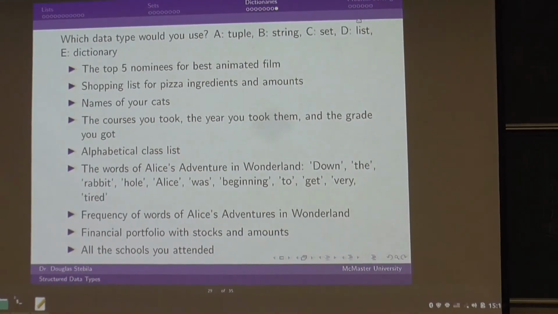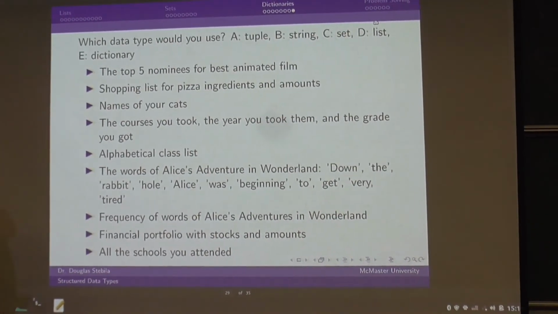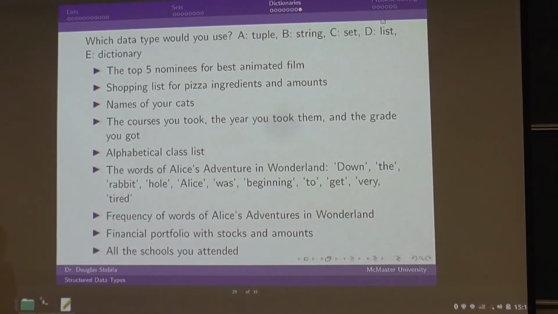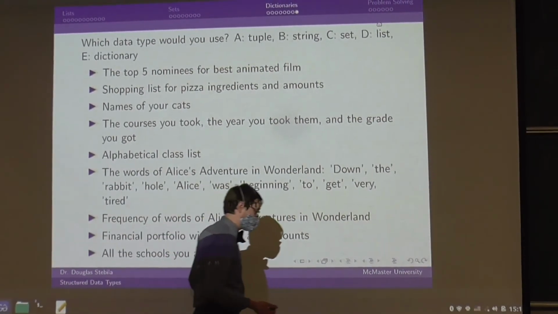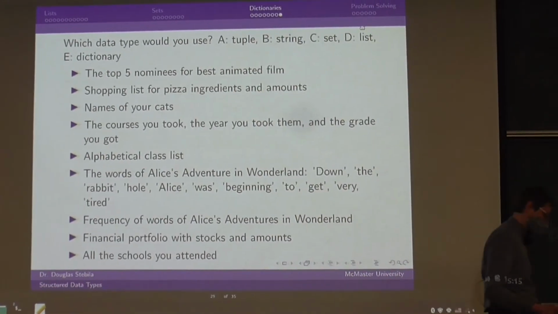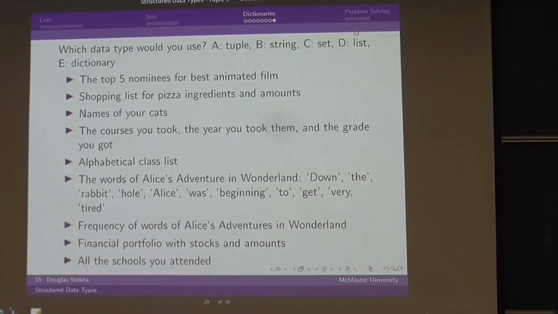So this is kind of a fun one. Here's a bunch of different types of data. Let's see what we think appropriate data structures would be for these. We're not going to do it as a poll, though. That would take too long.